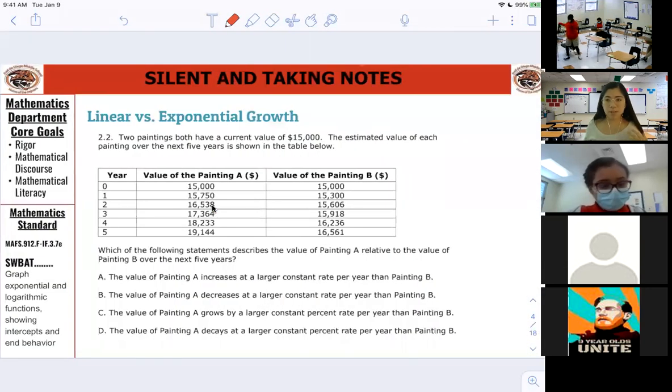Now, kind of like our bell ringer, we also have to be able to see if something is exponential versus linear on a graph or a table. So here I have a table. Take a look at the values. Try to think of the pattern. Is it adding? Is it subtracting? Is it multiplying or dividing? And then we're going to choose which is our best answer. So start by just taking a look. Take about a minute.